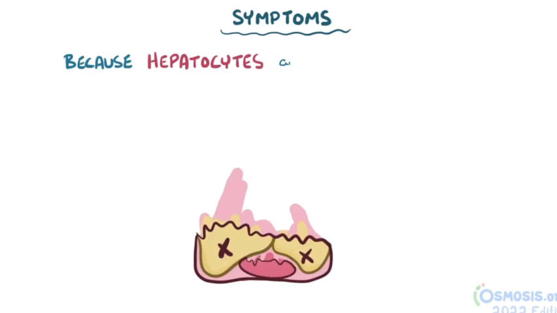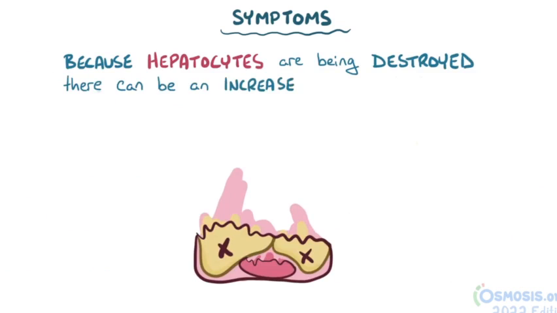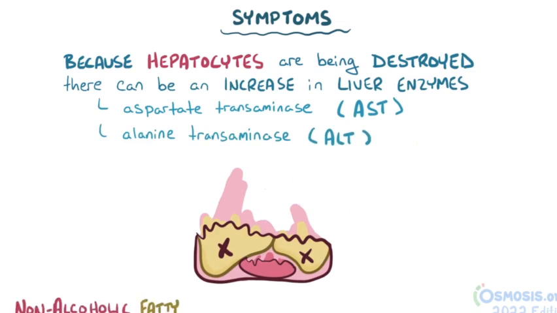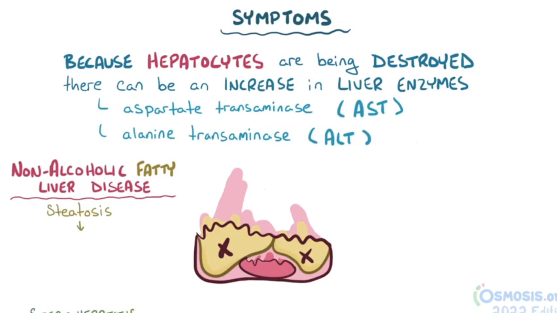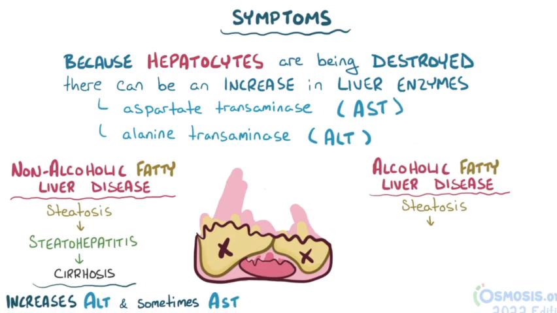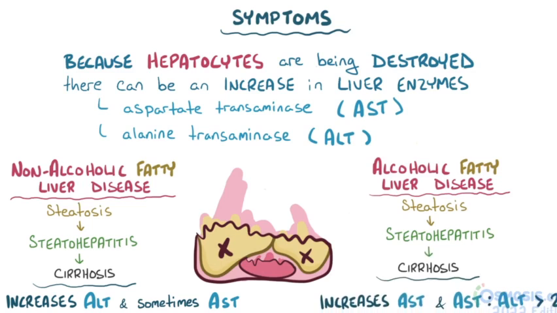Because hepatocytes are being destroyed, there can be an increase in liver enzymes like aspartate transaminase, or AST, and to a greater extent, alanine transaminase, or ALT. Classically, progression of steatosis to steatohepatitis and then to cirrhosis causes an increase in the ALT and sometimes AST. In contrast, alcoholic liver injury generally causes a big increase in AST and a more modest increase in ALT, giving an AST to ALT ratio generally greater than 2.